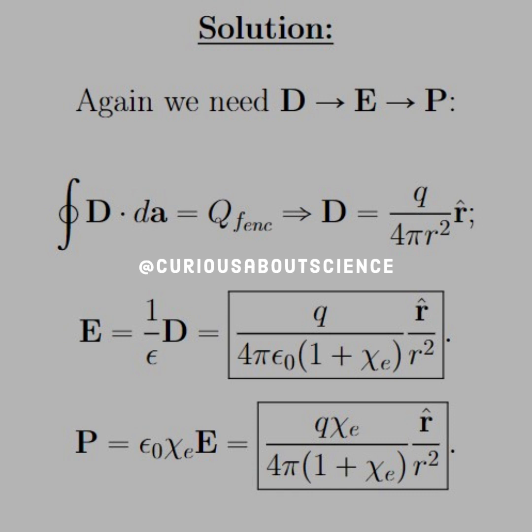And so we just divide that over, and we get Q over 4 pi r squared in the r hat direction. So then E is equal to 1 over epsilon times D, and epsilon is equal to epsilon naught times 1 plus chi-e. So we just put those terms in there. Pretty quick, pretty easy. For the polarization, we have epsilon naught chi-e times the electric field. So the epsilon naughts cancel, which is pretty simple, pretty quick.